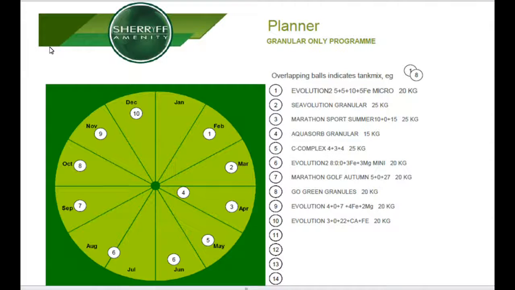Now to put our calculation into practice, let's look at a simple granular only fertilizer program. Starting in February, we are going to apply Evolution 5510, increasing our nitrogen level through the spring and summer months by using products such as Marathon Sport Summer 10015 and Evolution 800, and then reducing its rate whilst increasing the level of potassium through the autumn and winter period by using products such as Evolution 407 and Evolution 3022.